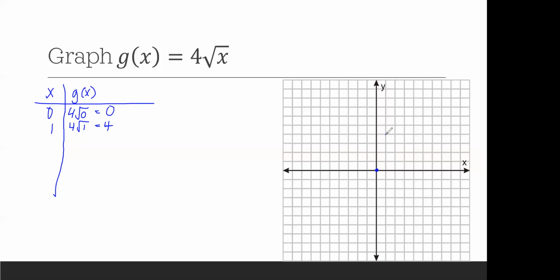1, 2, 3, 4. And then I'm going to plug in 4. The reason I'm going to plug in 4 is because 4 is a perfect square, right? If I plug in 2, I'm going to get a decimal. I know the square root of 4 is 2, and 2 times 4 is going to be 8. So I go over 4, and up 8, 1, 2, 3, 4, 5, 6, 7, 8, and I put a point there. So I can see what my graph is going to look like. Okay? It's like that. Hopefully yours will be drawn a little better.